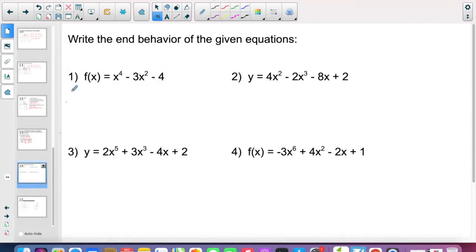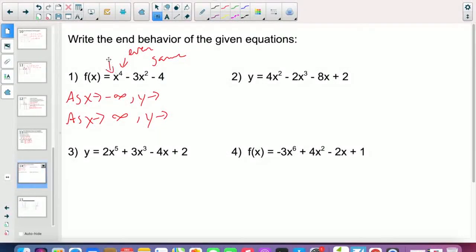So yes, it is. End behavior always starts out the same way. As x approaches negative infinity, y approaches something. As x approaches infinity, y approaches something. So let's talk about what y is approaching. Here, this degree is even, so we know they're both going in the same direction. The leading coefficient is positive. So if they're going in the same direction and the leading coefficient is positive, that means they're both going up. So in both directions, y will be approaching infinity.